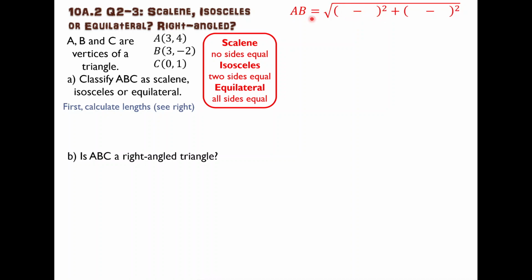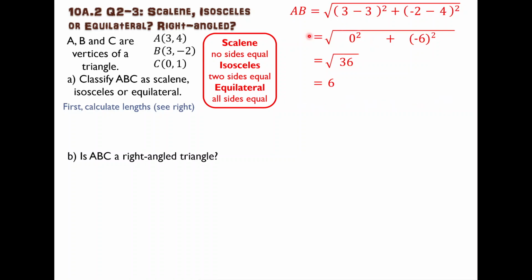The first part here is x2, which is 3, take x1, which is 3. And the second part is y2, which is -2, take y1, which is 4. And then you can step through and solve it. I won't dwell too long on this because I covered it in the, which video? The distance formula video, that one.